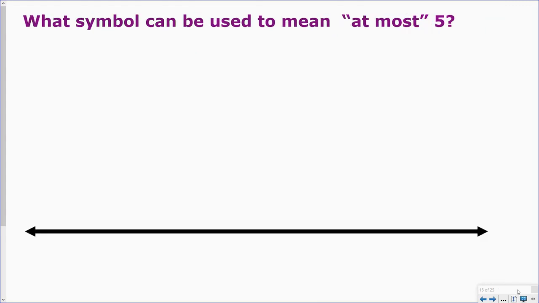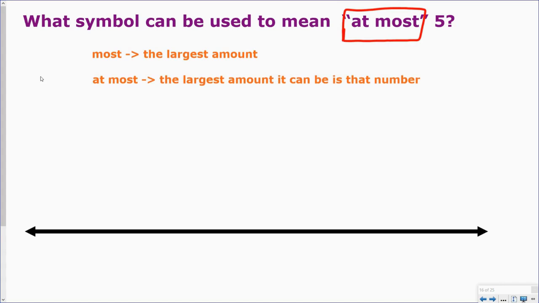So now we're going to look at what symbol can be used to mean at most 5. So we're going to take a look at this right here. What does it mean to be at most? Well, I know that most is the largest amount. So that means at most, the largest amount it can be is this number. So if I have 5 here, this 5 is my largest number or largest amount that I can have.